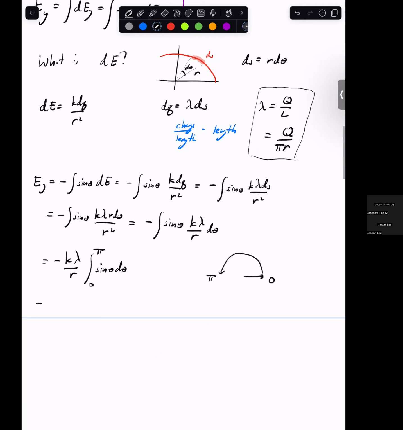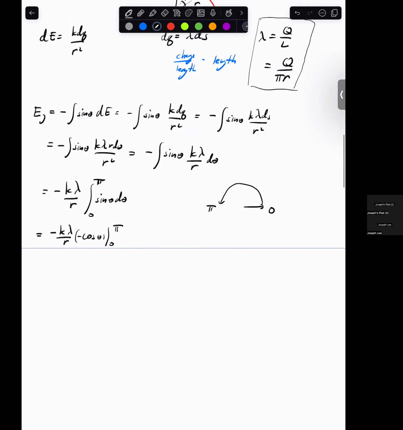So now solving this integral, the integral of sine theta should be minus cosine theta. This is going to be evaluated at 0 to pi. I'm going to cancel out the negative signs. Then evaluating this should give us cosine of pi minus cosine of 0, which is minus 1 minus 1.